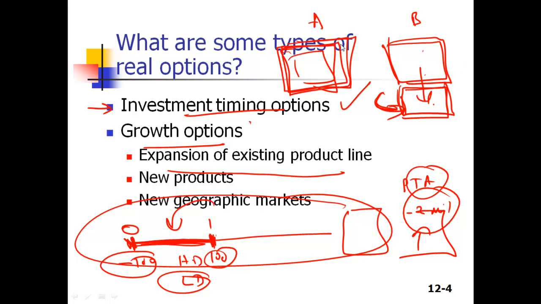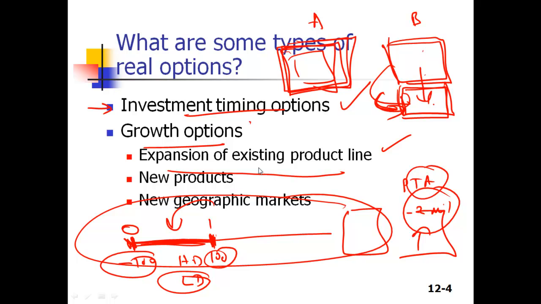So what's the difference between A and B? A might not even think about it. B explicitly thinks about it. That's one good step. But to really make that good step useful, you must also do the analysis of whether it makes sense or not. So this is an example of an expansion option.